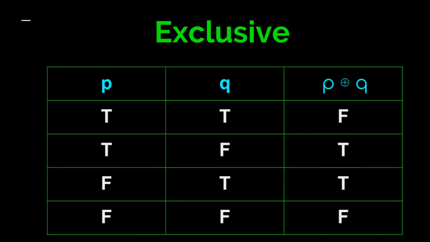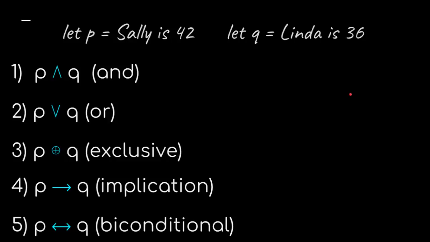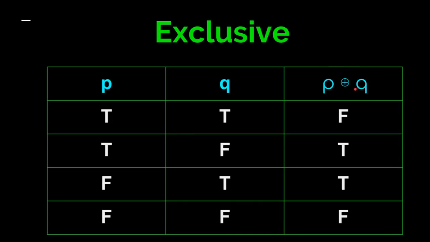Next, let's talk about exclusive or. That means P can be true, Q can be true, but they can't both be true. So if Sally is 42, it's going to evaluate true. If Linda is 36, it's going to evaluate true. But if Sally's 42 and Linda's 36, it's not going to evaluate true. If Sally isn't 42 and Linda isn't 36, it's not going to evaluate true. You need exactly one true and one false. There's going to be two scenarios that evaluate as true.